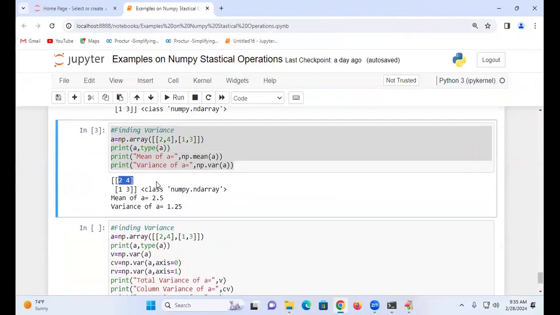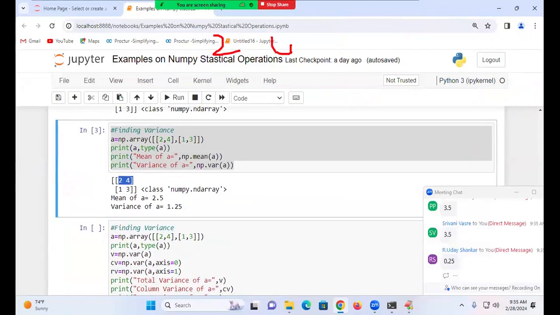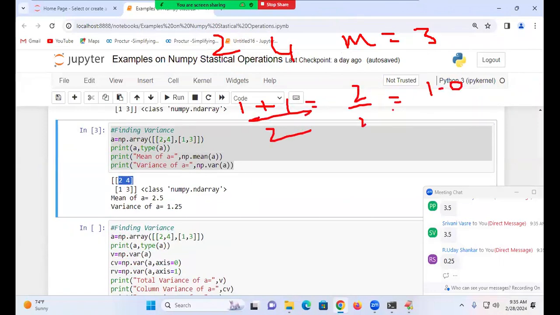Row variance. Row variance. 2, 4. What is the mean, students? 3. Now, come on. 2 minus 3 whole square, 1, plus 4 minus 3 whole square. Come on. 1. What is this now? By 2. What is this 2 by 2? 1.0. Next, 1, 3. What is the mean?